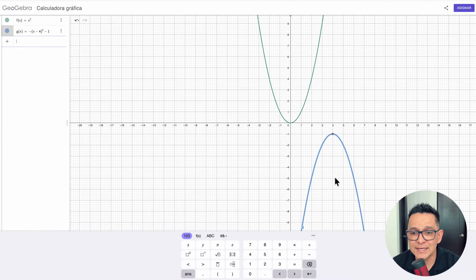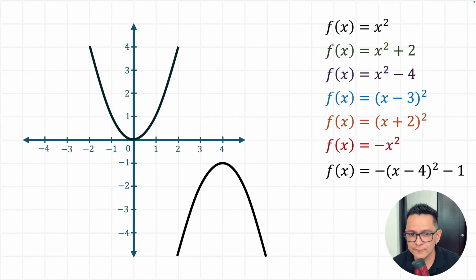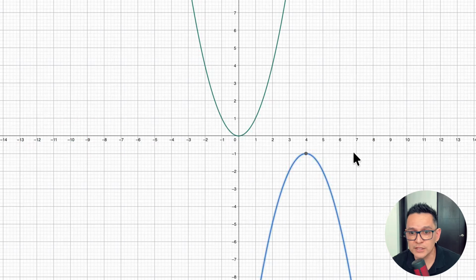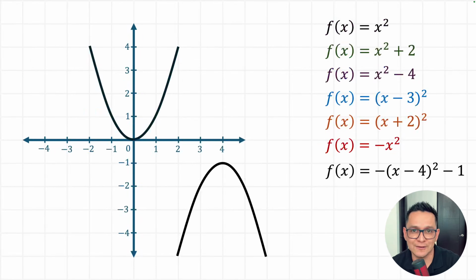minus 1 is this one here in blue, and it has exactly the same position that we had. Right, let's check it again so you can see that. Indeed, it does. Look, the vertex is at (4, -1), and it's facing down. And that's what we have, right? (4, -1), and it's facing down. So like I was saying, what we did was correct.